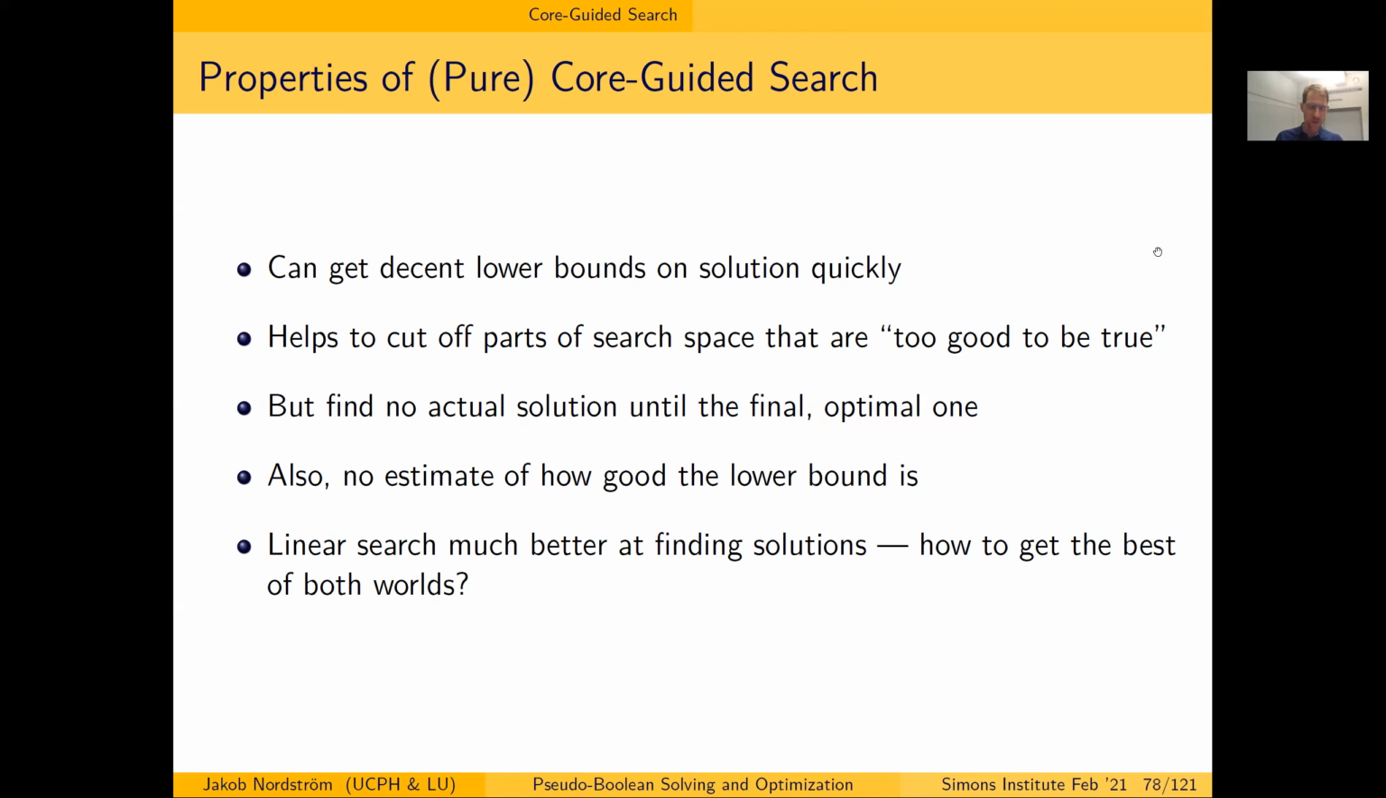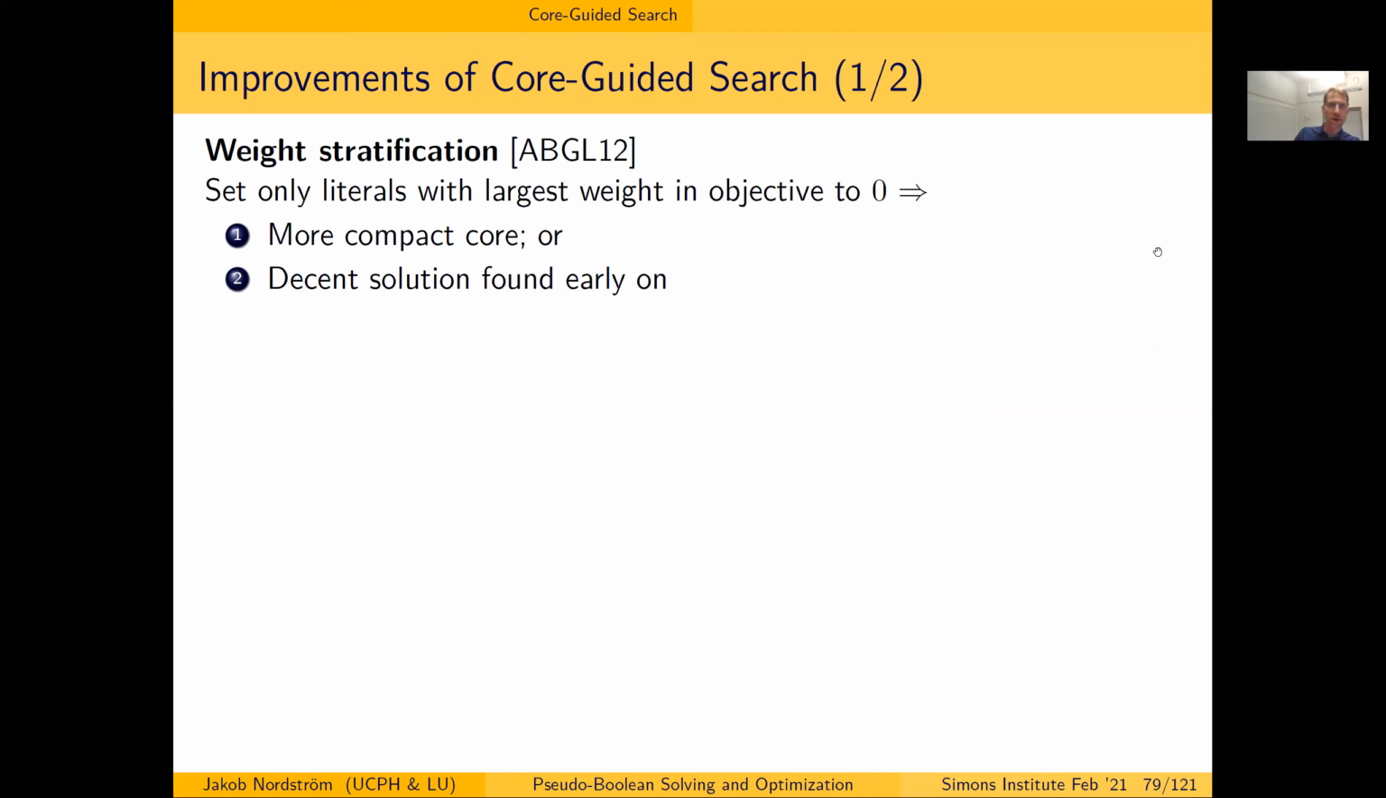Also, although we do have a lower bound, we have no idea how far away this lower bound is from a feasible solution, because we're only increasing the lower bound. So this is complementary to linear search, which was good at finding a solution, an upper bound, but there we had no clue about the lower bound. So it's a very natural question to ask: can we somehow combine core guided search and linear search to get matching upper and lower bounds? Here are some ideas that have been explored for how to do this.